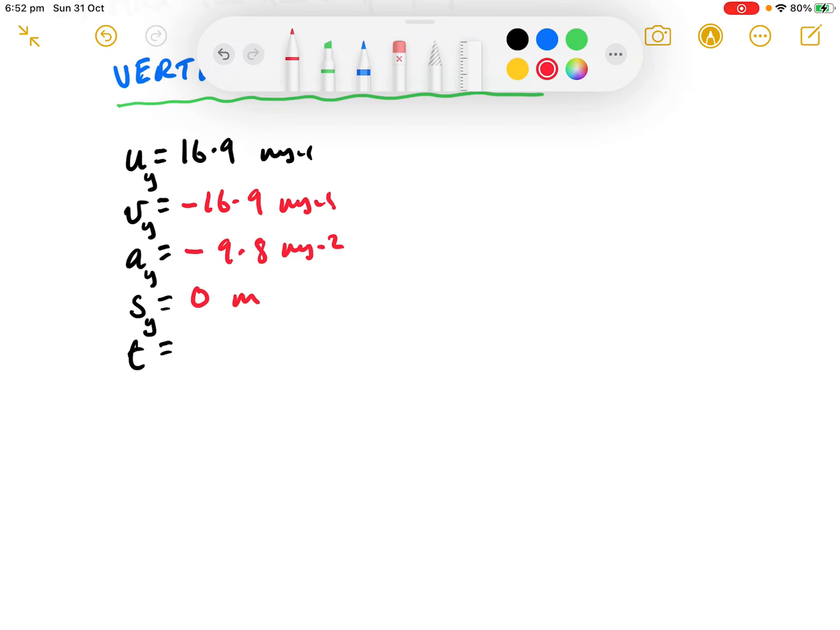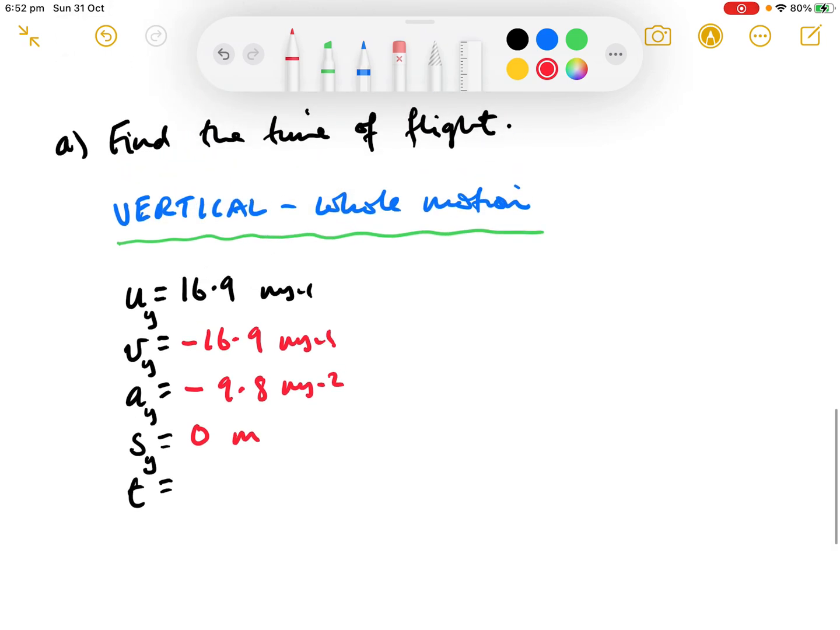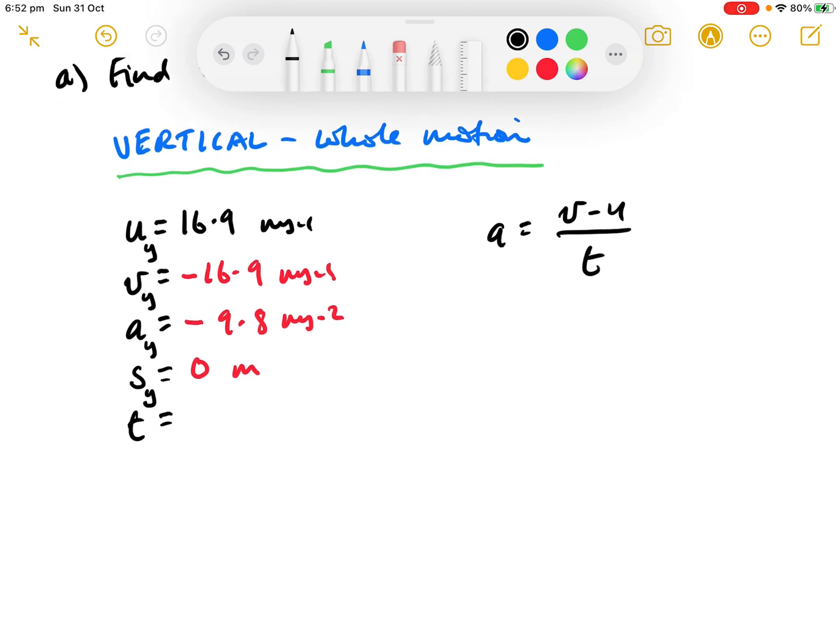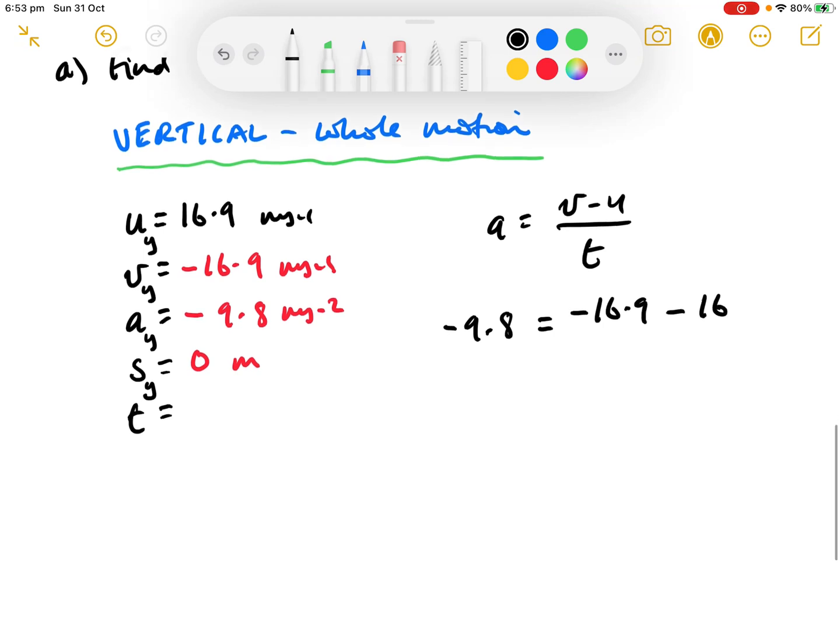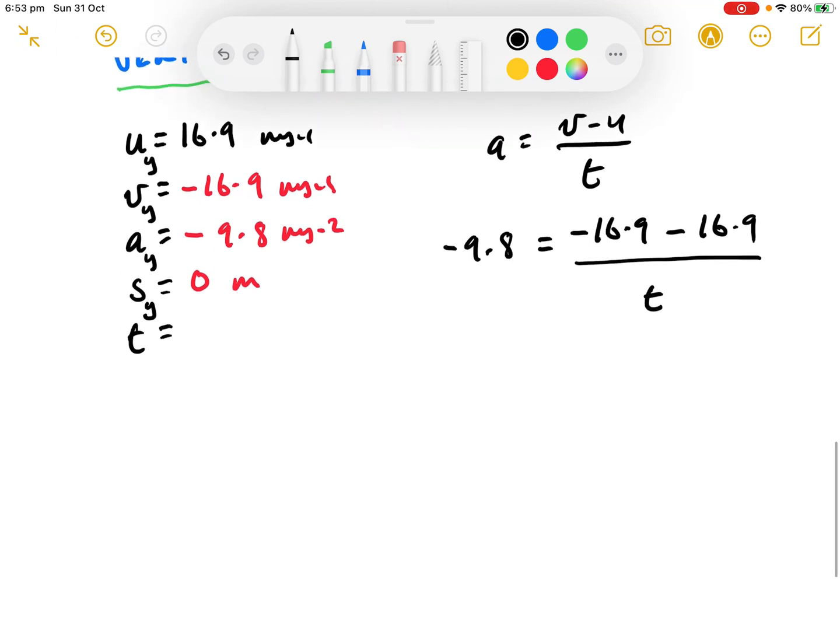You've then got to decide how I get the time of flight. So you need to choose an equation which involves t, obviously. So it's either a is v minus u over t, or it's s is ut plus half at squared. Either of them will work. I'm going to go for a is v minus u over t, because t is my only unknown. So minus 9.8 equals, now watch your signs here, minus 16.9 is v, minus 16.9 again, divided by t.